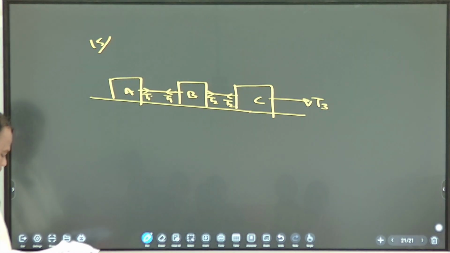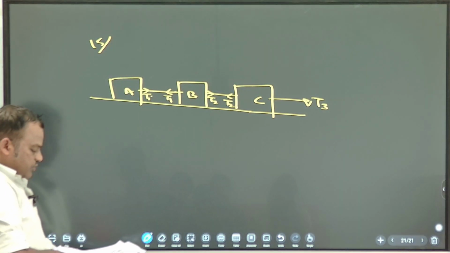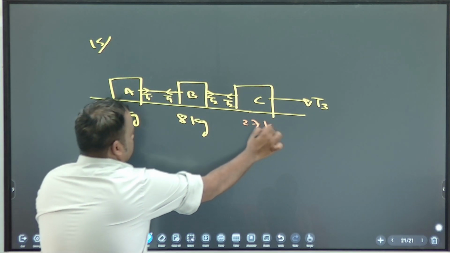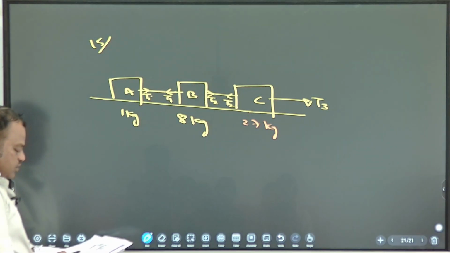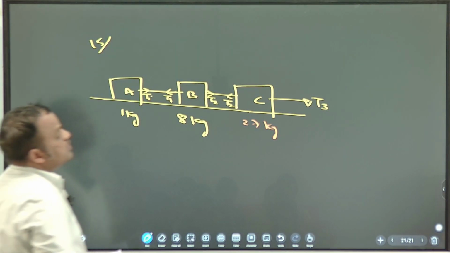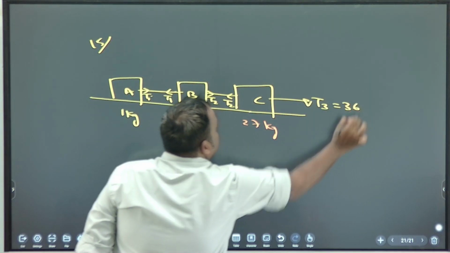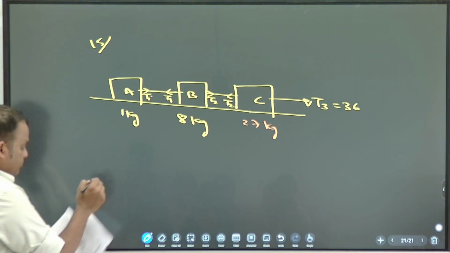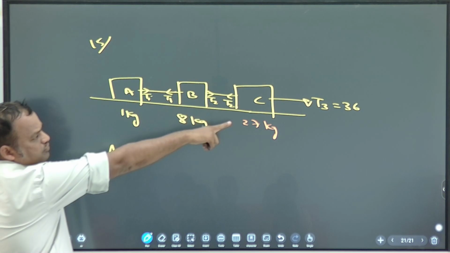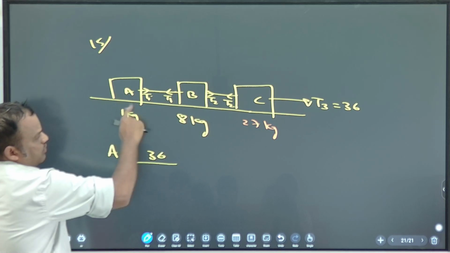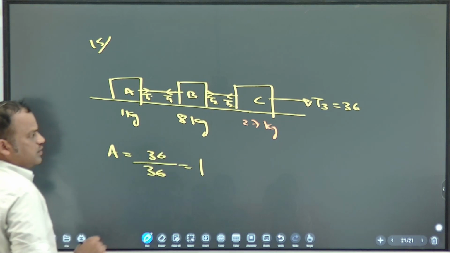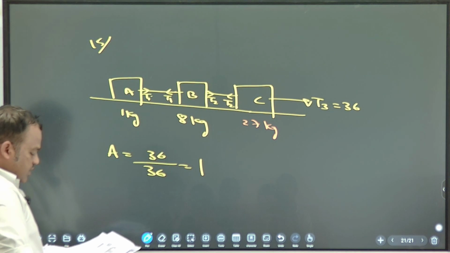So 3 blocks, 1, 8, 27, 1 kg, 8 kg, 27 kg. Next, T3 is given as 36. Okay, tell me, what is the acceleration? Acceleration is external force by total mass. What is total mass? 36. So what is the acceleration? 1. Now they are asking T2.